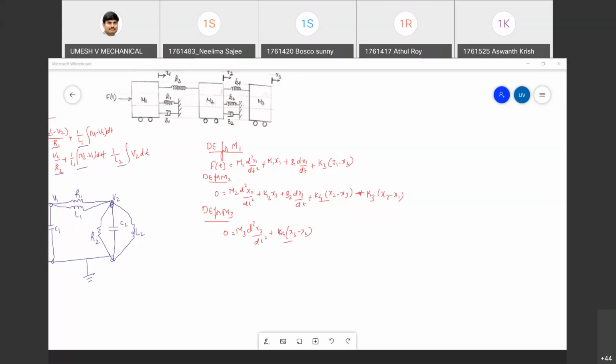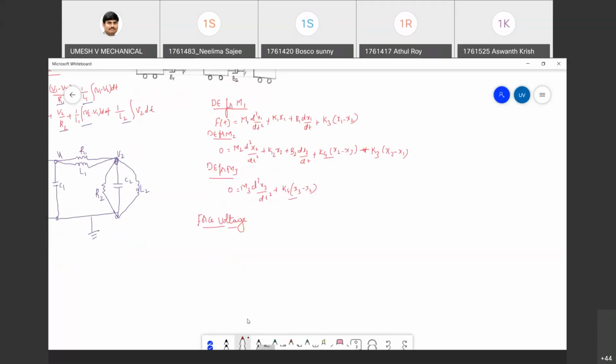Okay, fine. So we have to write the equivalent equation by referring to the table. Let us write force voltage first. Force voltage F of t equal to V of t, right? M is equal to what? M is equal to force voltage. M is proportional to what? Which element?